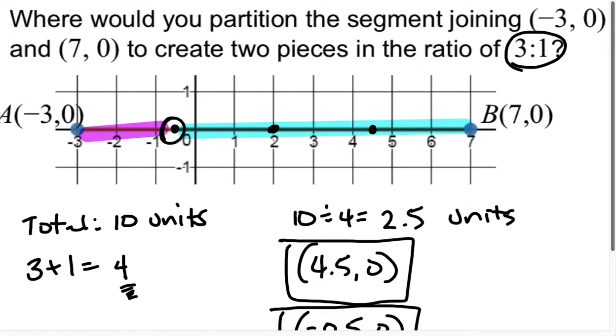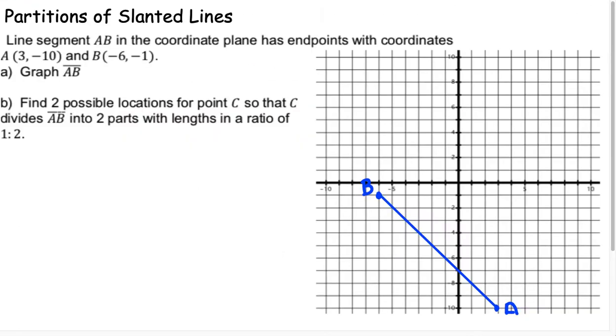Okay? So that works wonders when it is a straight line. But what happens when it's a slope line or a slant line? Okay, so here are the directions.